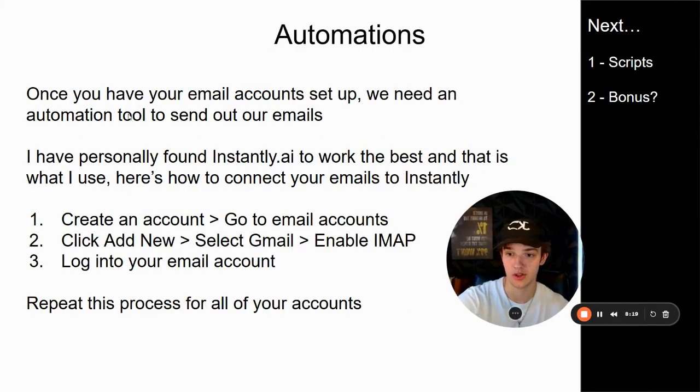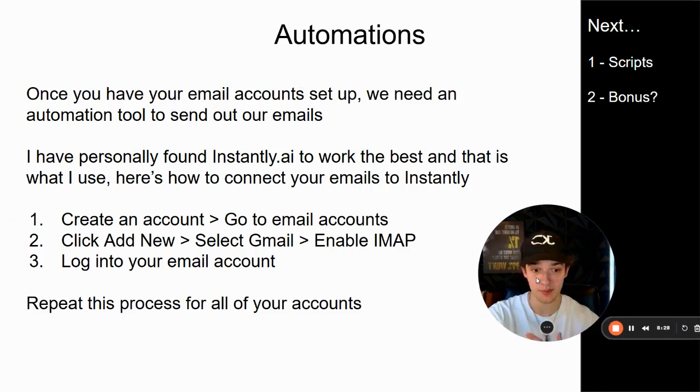Now, next, automation. So once you have your email account set up, we need an automation tool to send out all of our emails completely on autopilot so that you can actually focus on the business, okay? So I have personally found Instantly AI to work, like I say, the best. It's the only one I've ever used, and I've had 0 issues with it. So I'm sure things like Smartlead work as well, but I use Instantly and it works fine.